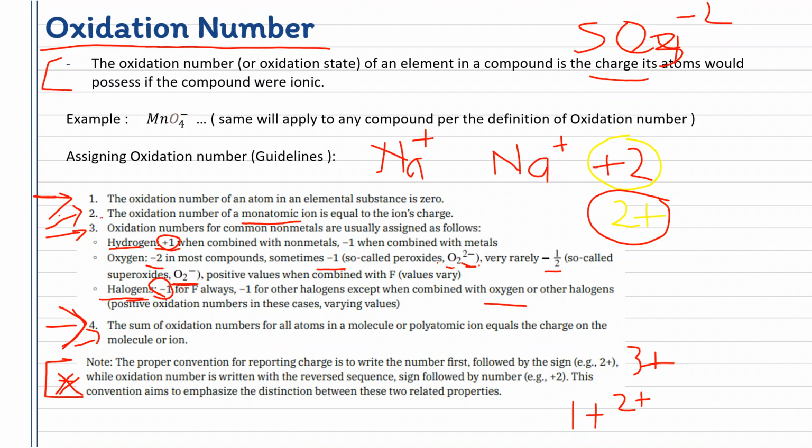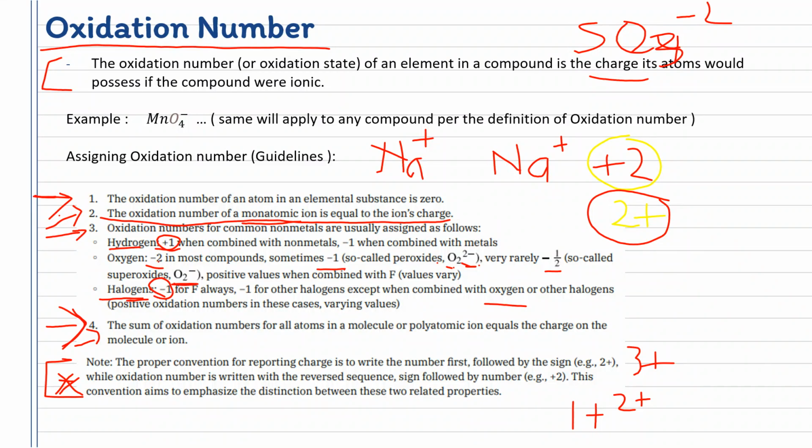The second rule says that the oxidation number of a monoatomic ion is going to be equal to its ion's charge. If you have an ionic compound which is made up of just one atom, then the charge of that atom is going to be the oxidation number or the oxidation state. We said that for the third rule, anytime you see hydrogen, the oxidation number is going to be +1, except if the hydrogen is being combined with other metals, then it's going to be -1. If it's not being combined with other metals, it's going to be +1.